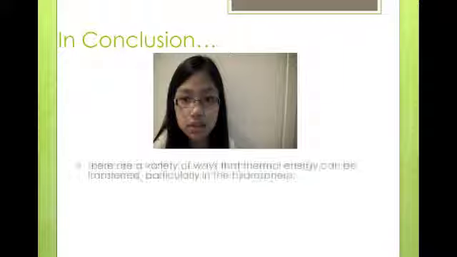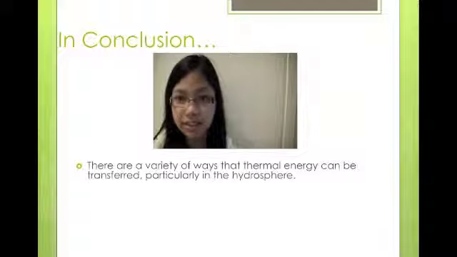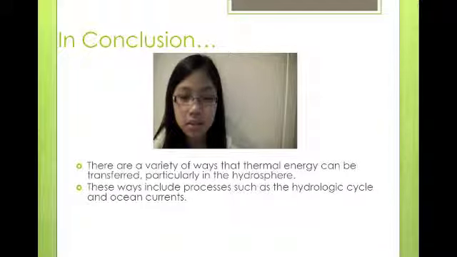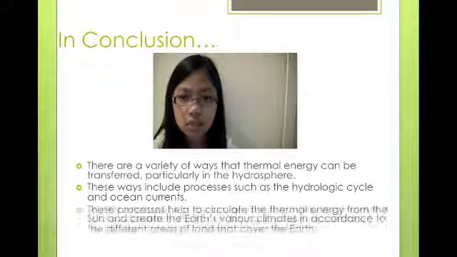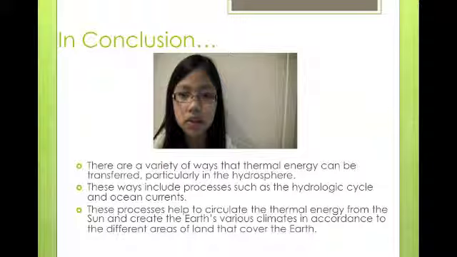In conclusion, there are a variety of ways that thermal energy can be transferred, particularly in the hydrosphere. These ways include processes such as the hydrologic cycle and ocean currents. These processes help to circulate the thermal energy from the sun and create the Earth's various climates in accordance to the different areas of land that cover the Earth.